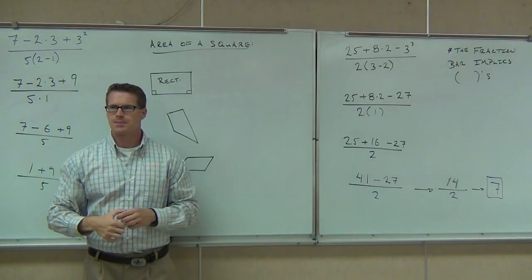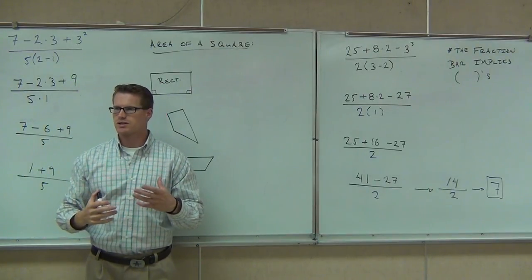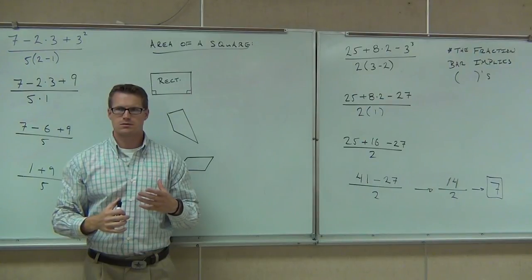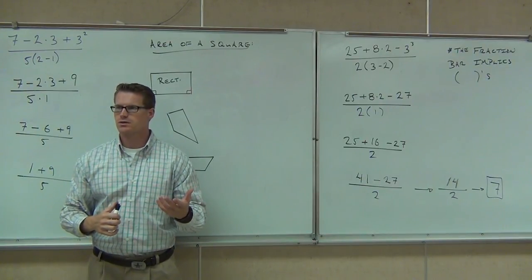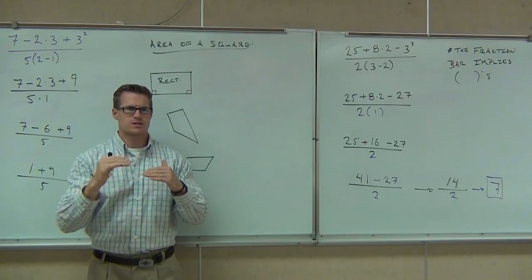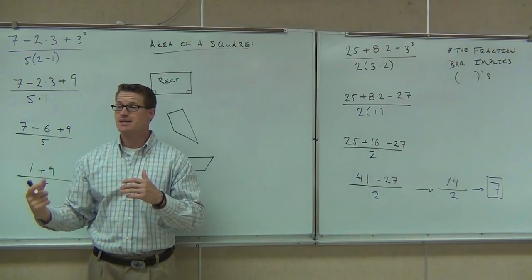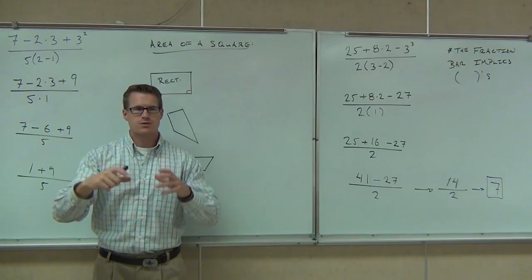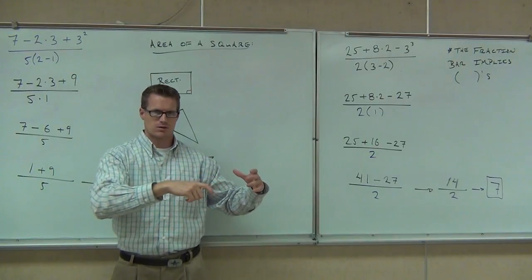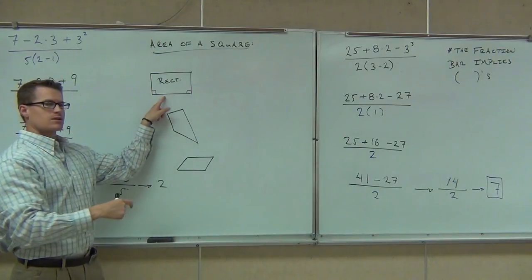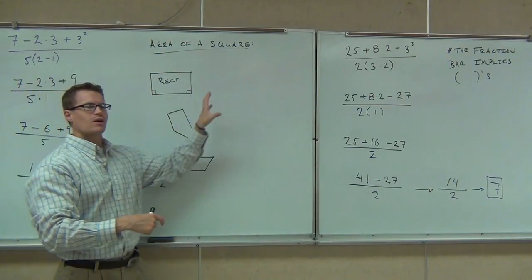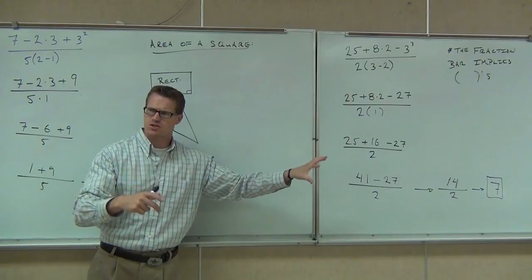Now, can you tell me, how's a square different than a rectangle? All four sides are equal. Yeah, they are. Does it still have 90 degree angles? Yeah, it does. And it still has two pairs of parallel sides. So guess what? A square is a type of rectangle. Every square is a rectangle inherently. That's the definition of it. Not every rectangle is a square. Here's a rectangle that's not a square.